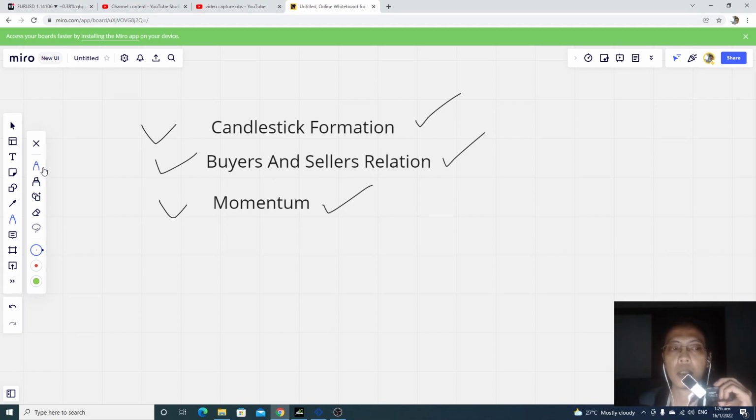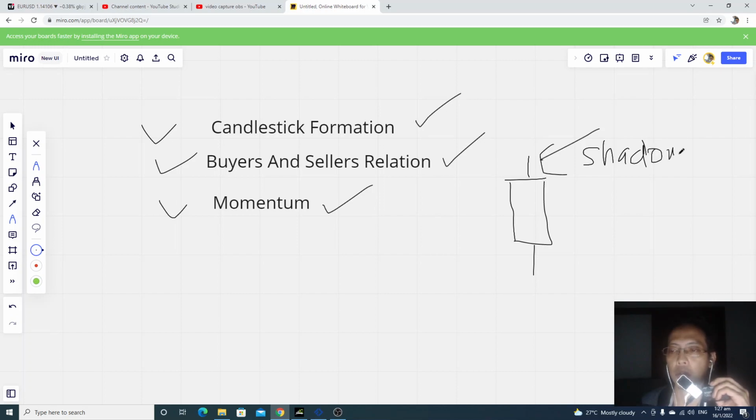Just remember, a candlestick has two distinct features. Take a normal candlestick, don't worry about the color. One is called the shadows, or the other name for it is wicks, W-I-C-K-S. The other one is the body, or we call it the real body. What does this signify? Understanding what a candlestick does is going to make a lot of difference.